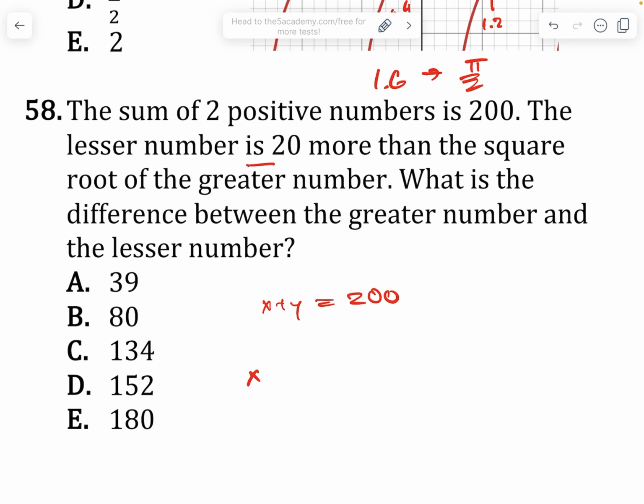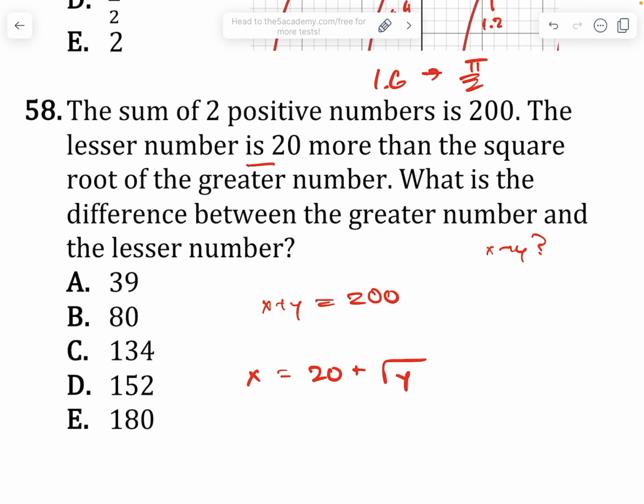The lesser number is 20 more than the square root of the greater number. What is the difference between the greater and lesser number? So what's y minus x? What's x minus y? That's what we're looking for, okay? There's a few different ways to solve this. One way is to just graph it, and since I'm lazy, I'm going to do that. So let me just do that and I'll show you.